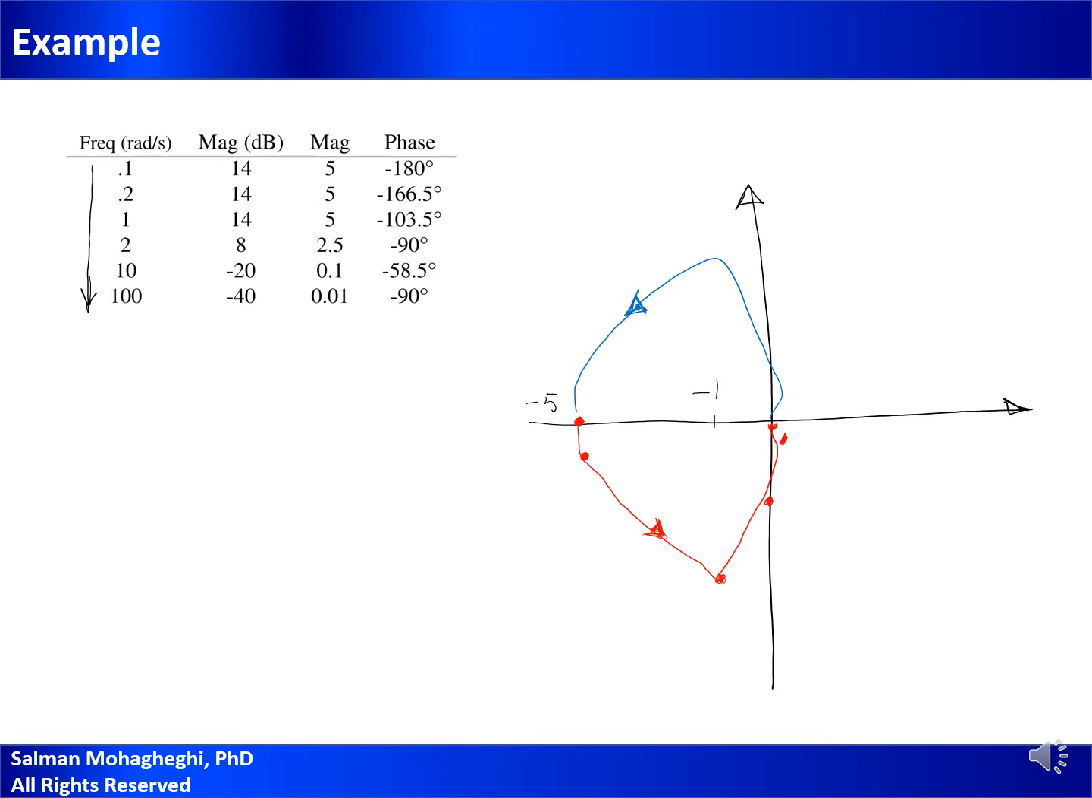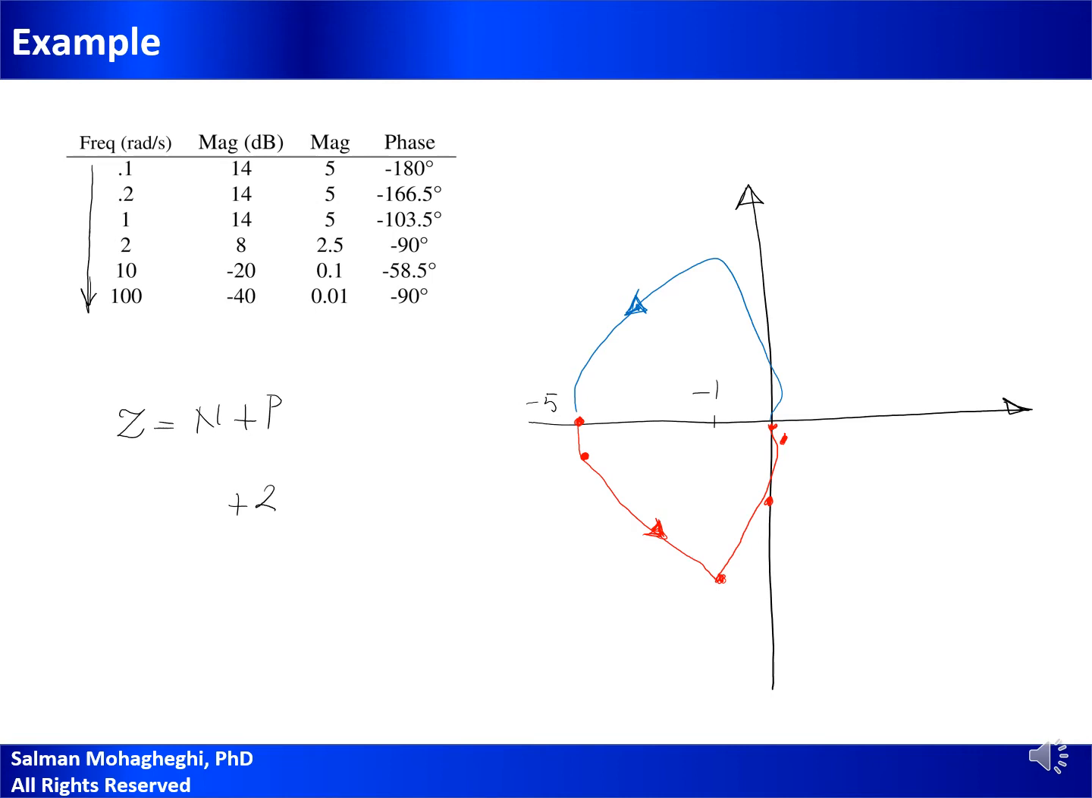So let's do the analysis now. Z is N plus P. Now if you remember, in the function we had 2 poles in the open loop gain. We had 2 poles in the right half plane. So P would be 2. In other words, my open loop system has 2 unstable poles.